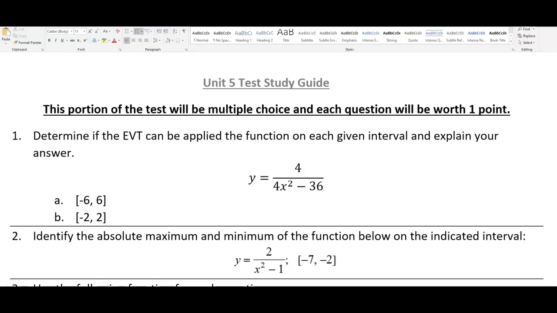We did most of this in class. You guys will probably just fast forward through the first few questions, but I'll do them anyway in case somebody needs to see them. So, first question, determine if the EVT can be applied.